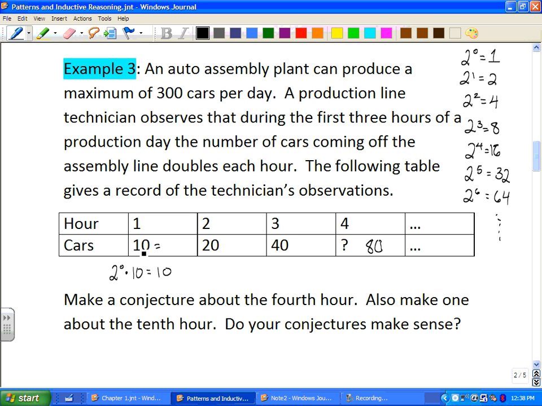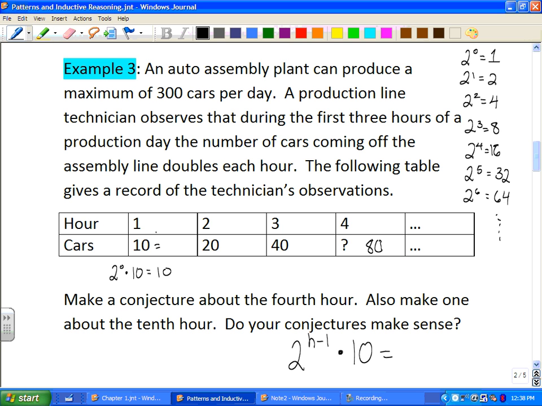How would I get the 0 power in terms of my hours? How can I say 2 raised to how many powers? Because I'm looking at this based on the number of hours, correct? So if 2 to the 0 is 1, how can I get from 1 hour to the 0 power? How do I get from 1 to 0? Subtract 1. So let's go ahead and say 2 to the h minus 1 times 10.